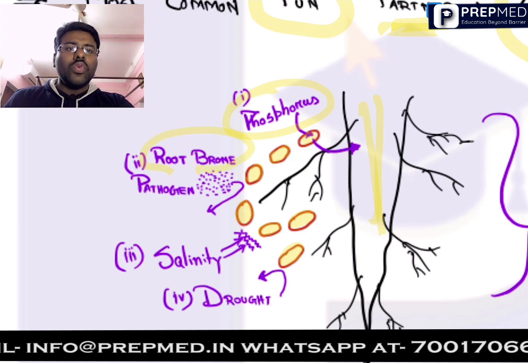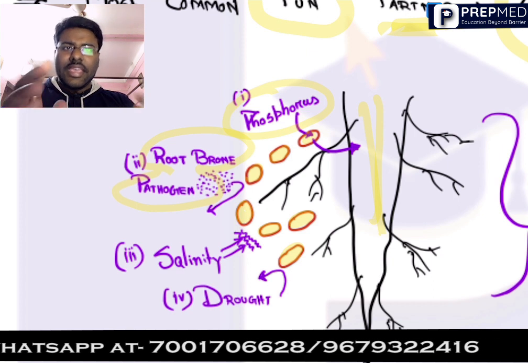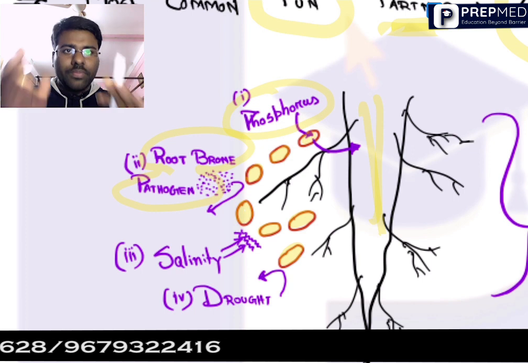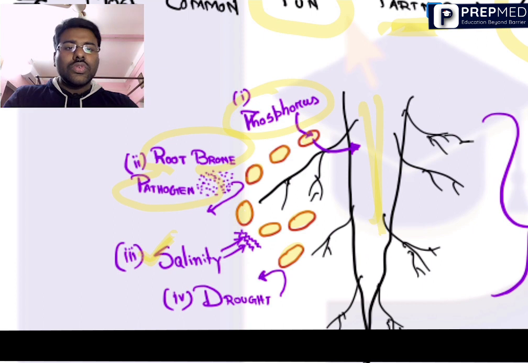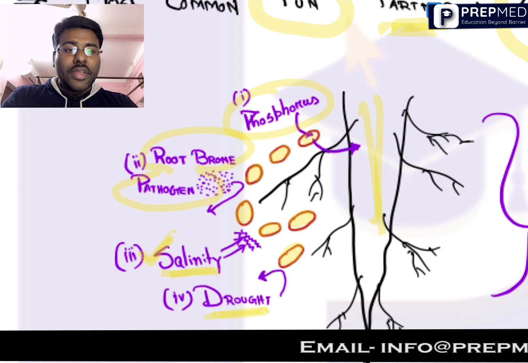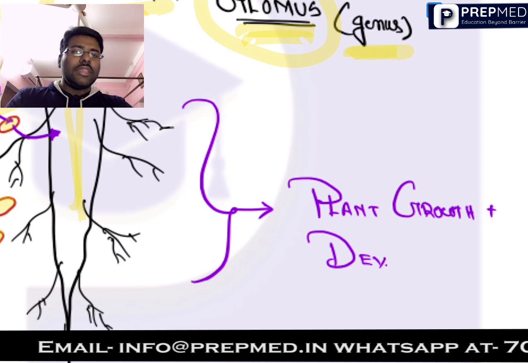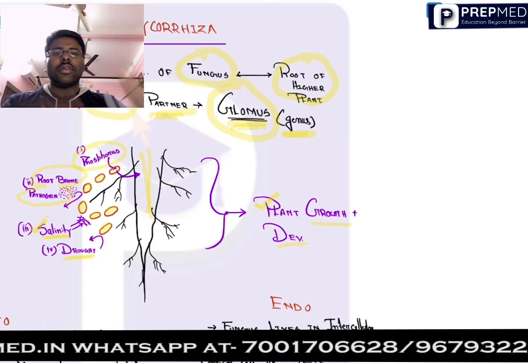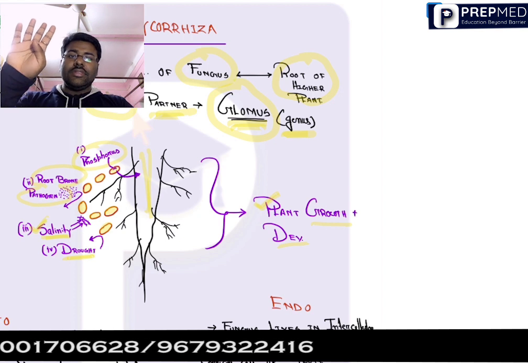Secondly, there are some root borne pathogens which can destroy the roots. So they give higher tolerance to the plants to protect them from the root borne pathogens. They give tolerance to the salinity of the soil and they give protection from drought. Okay, so by these four mechanisms they help a plant to grow and develop. So there are four works: phosphorus, root borne pathogens, soil salinity and drought.